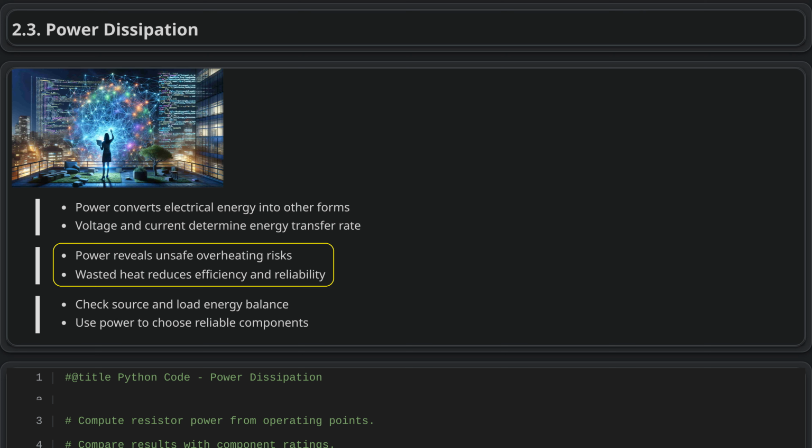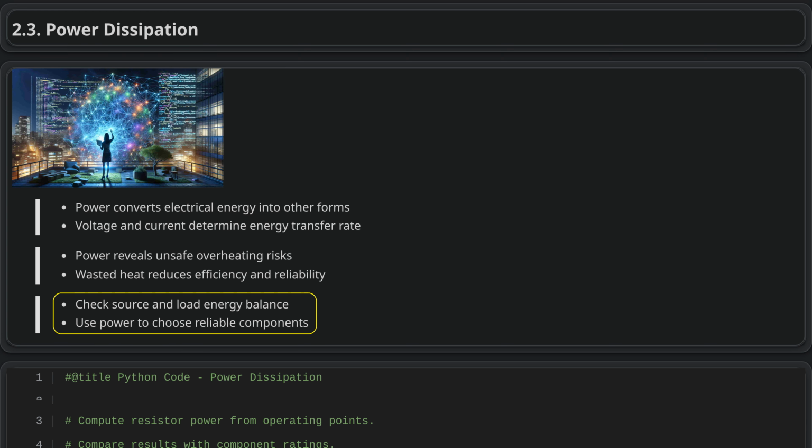Power dissipation is important in direct current circuit analysis because it shows how much electrical energy a component turns into heat. Even if voltage and current values seem correct, a resistor or other component can overheat if it dissipates too much power. Checking power helps identify wasted energy, reduced battery life, and possible component damage in both low-power and high-power circuits.